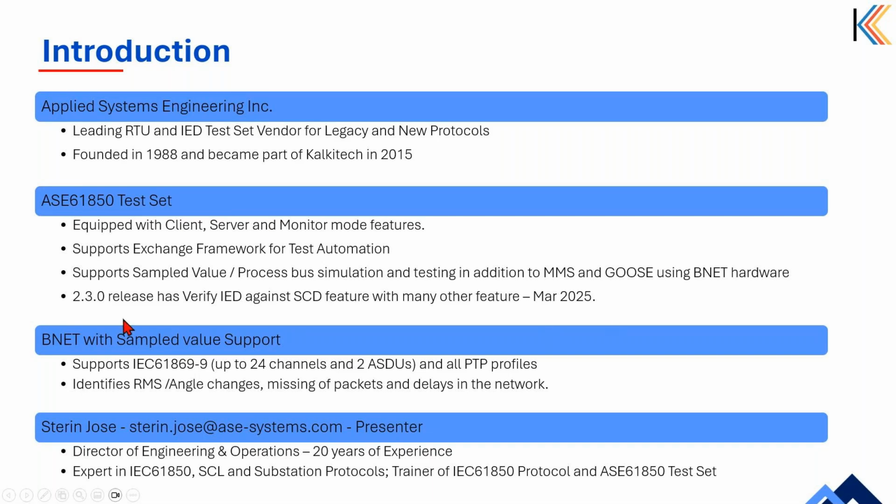And in the 2.3.0 release, we have a new feature, as Midun specified earlier. We have the Verify IED feature, and we will be focusing more on that feature during this webinar. And to give a quick overview of BNET with sampled value support, we have support of IEC 61869-9 up to 24 channels with the 2 ASDU capability with all PTP profile support. We also identify RMS angle changes, missing packets, and delays in the network. So it is a comprehensive sampled value simulator and testing tool for the process bus.